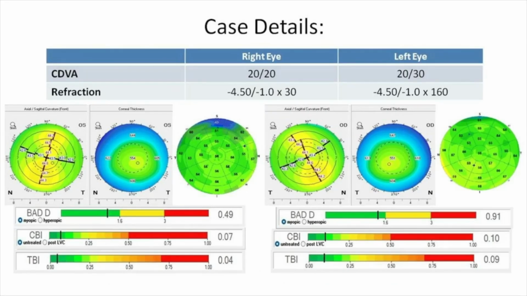A 33-year-old female presented to us for laser vision correction. Her manifest refraction was -4.5 sphere with -1 cylinder at 30 degrees in the right eye, and -4.5 sphere with -1 cylinder at 160 degrees in the left eye, with a best corrected visual acuity of 20/20 in the right eye and 20/30 in the left eye. The corneal tomography and biomechanical indices were within normal limits in both eyes, with a pachymetry of 554 in the right eye and 551 in the left eye.